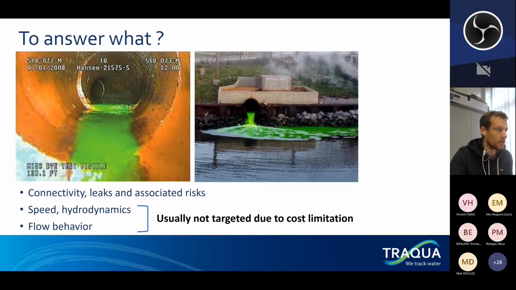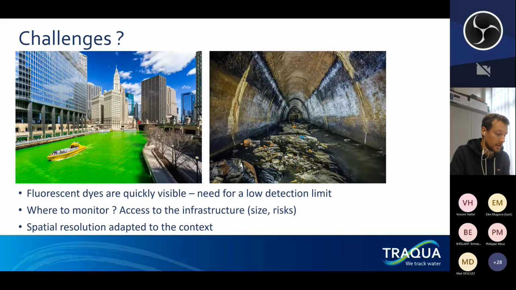So about those challenges, what are exactly the challenges related to dye tracing in artificial networks? The first is always the same. Fluorescent dyes are quickly visible, even at low concentration. So this can be very problematic when your dye has to flow at the surface from the injection point to the sampling point, so not in groundwater. So anybody can see it and be afraid if your communication is not done properly. And so this is the first issue.